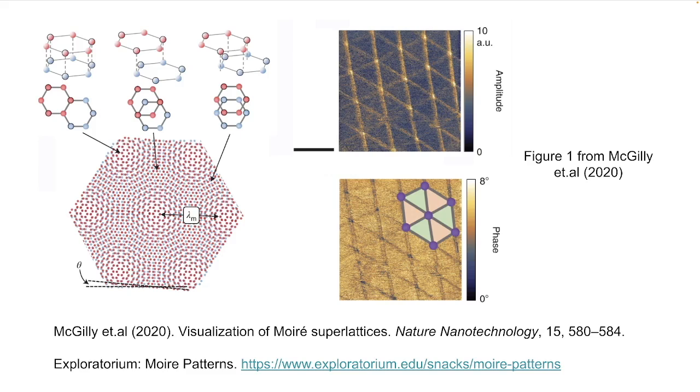So this is a link at the bottom here from Exploratorium to Moire Patterns. This paper down here, McGilly, Visualization of Moire Superlattices in Nature Nanotechnology, is where I get these figures from, and it kind of shows sort of the phase angle of some of these patterns and how that can change.